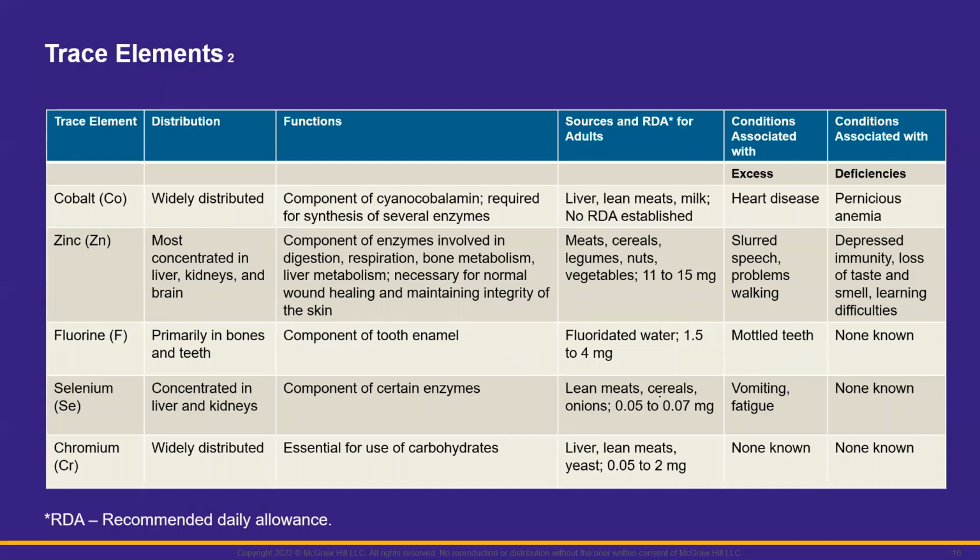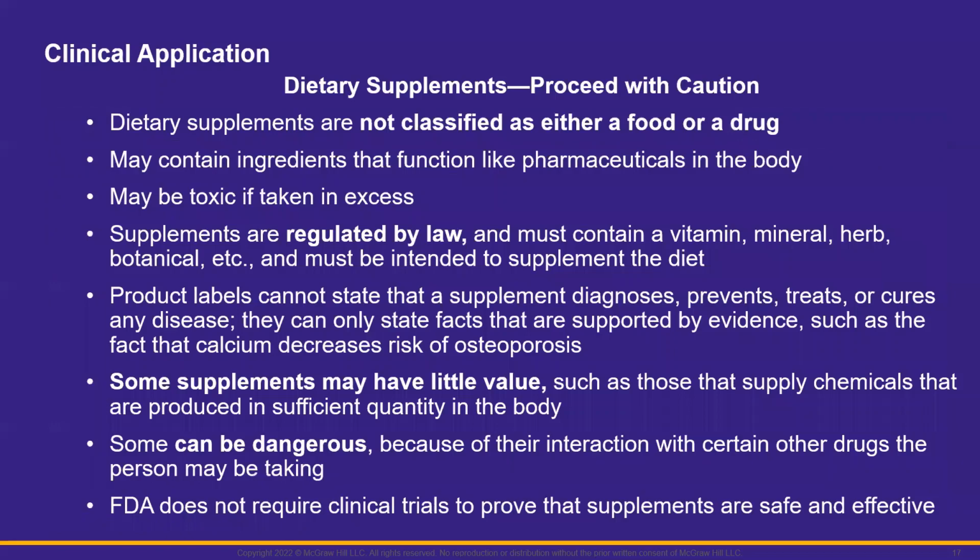Source: lean meat, cereal, onion, 0.05 to 0.07 milligram per day. Excess can cause vomiting and fatigue. Deficiency unknown. Chromium, widely distributed, essential for use of carbohydrates. Source: liver, lean meat, and yeast, 0.05 to 2 milligrams per day. Excess unknown. Deficiency also unknown.